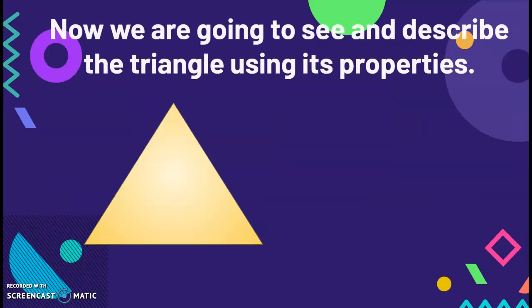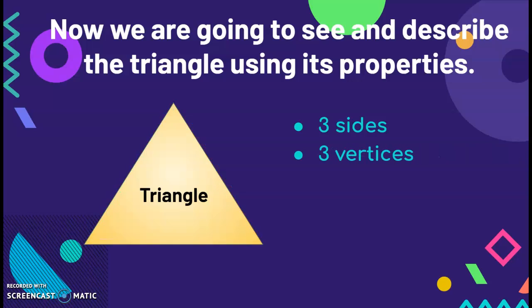Now we are going to see and describe the triangle using its properties. The triangle has 3 sides. 1, 2, 3. It has 3 vertices. 1, 2, 3. And it has 3 angles. 1, 2, 3.